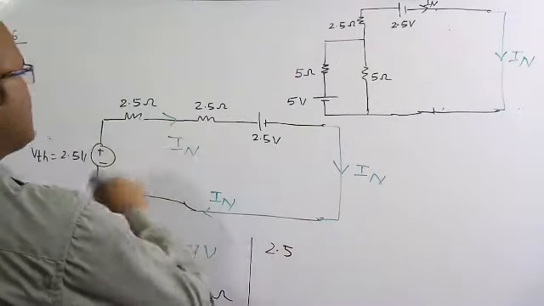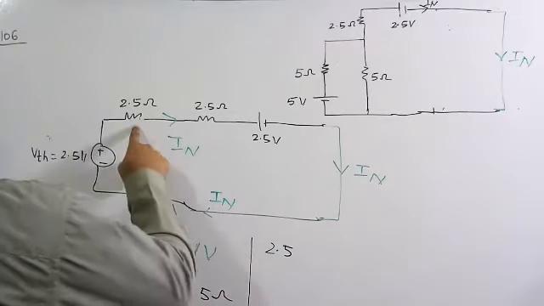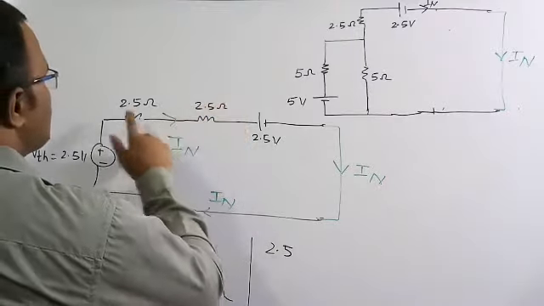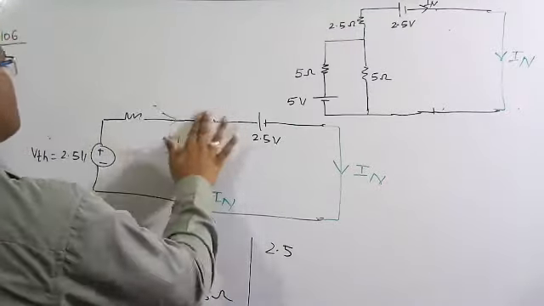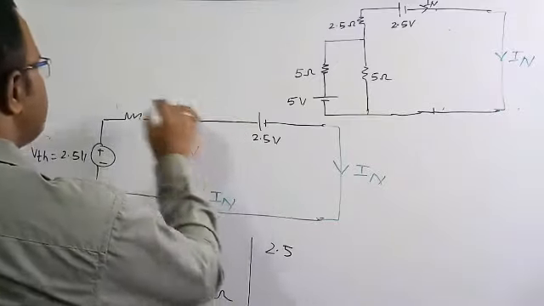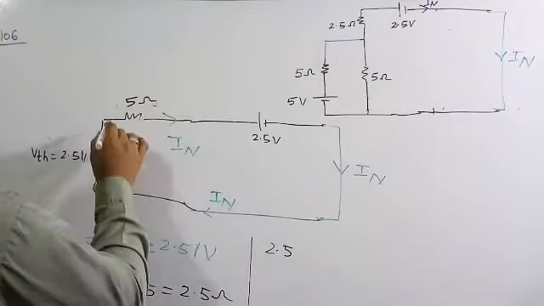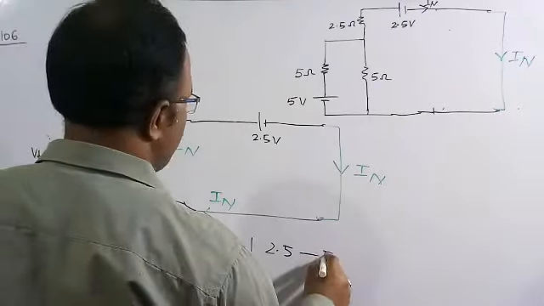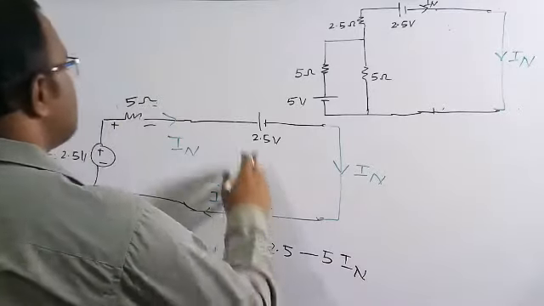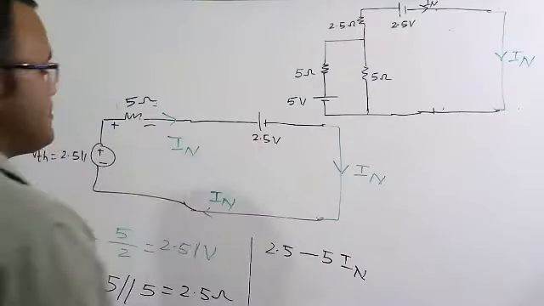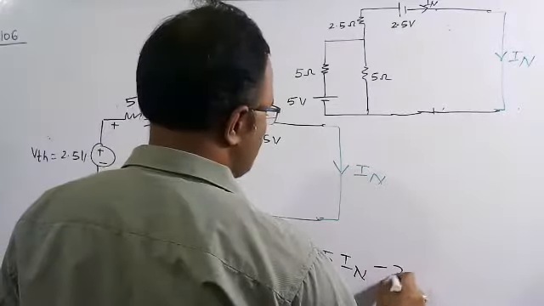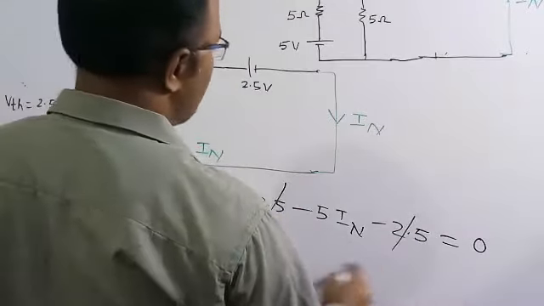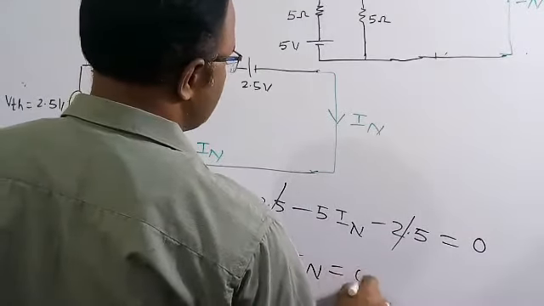As these two resistors are connected in series, the equivalent resistance will be the sum of their individual resistances. So 2.5 plus 2.5 will become 5 ohm. Current always goes from high potential to low potential, so there is a drop in potential, so minus 5 into IN. And similarly from here I am going from plus to minus, means there is a decrease in potential, means minus 2.5. As there is a closed loop, this plus 2.5 minus 2.5 will get cancelled, so IN is equal to 0 ampere.